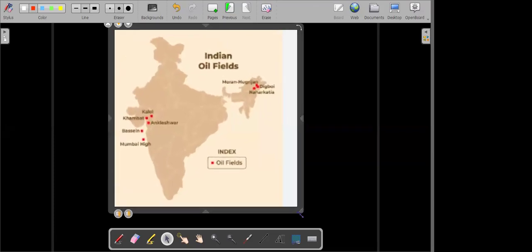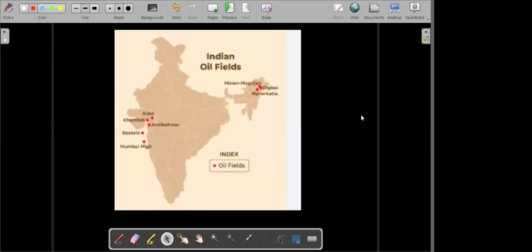So see, sir, we need to mark oil fields or oil refineries? You have to mark oil refineries. I am telling you oil reserves, and you will be marking the oil refineries, where all the oil refineries are located. You see, this is the region Mumbai High in the Arabian Sea. In the Arabian Sea, you have this region which we call Mumbai High or Bombay High, Basin, Khambat, Kalol, Ankleshwar. These are the regions where we generally find oil reserves in India.